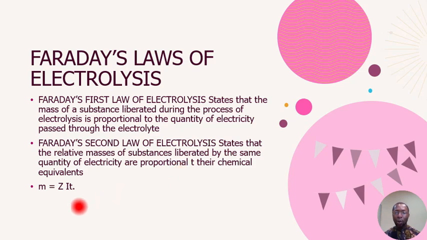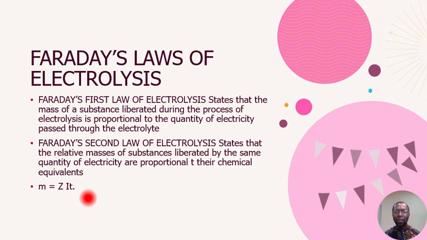Now, by equation, we say M equals ZIT, where M represents the mass of the substance, Z represents the what? The electrochemical equivalent, I represents the electric current, and T represents the time taken for the electricity to occur. All right, so this is Faraday's law of electrolysis summarized in that equation.